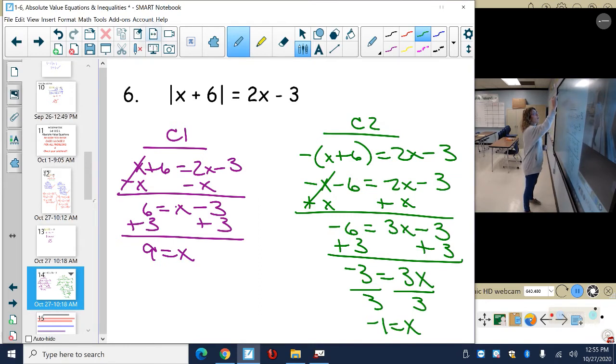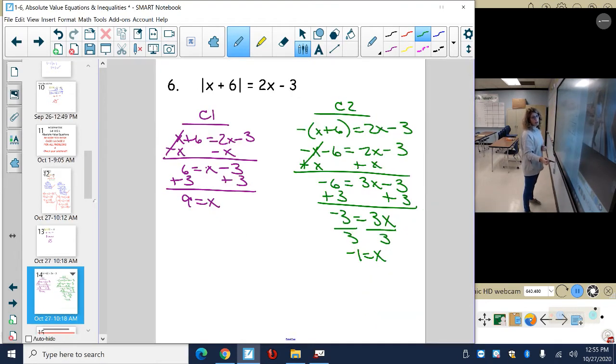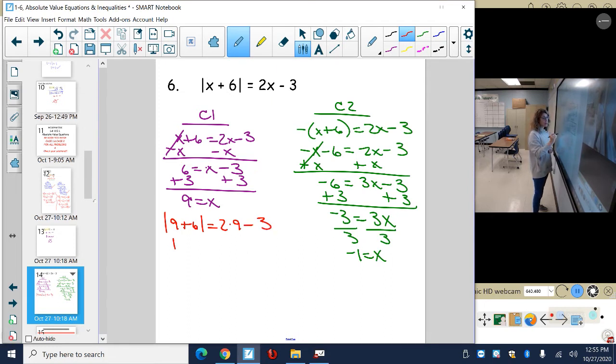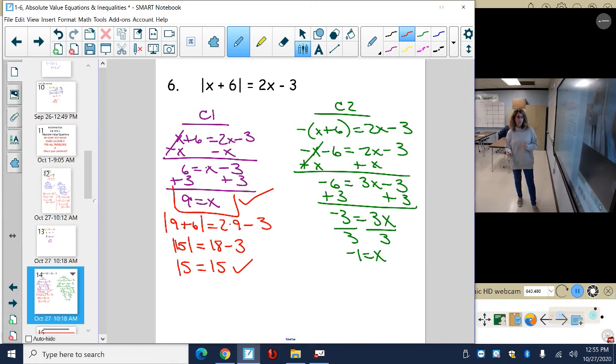So now what I have to do is I need to go ahead and check these. So let's check the first one. This is going to be the absolute value of 9 plus 6 is equal to 2 times 9 minus 3. 9 plus 6 is 15. 2 times 9 is 18 minus 3. Absolute value 15 is 15. 18 minus 3 is 15. So that is a true statement, so therefore 9 is an answer.